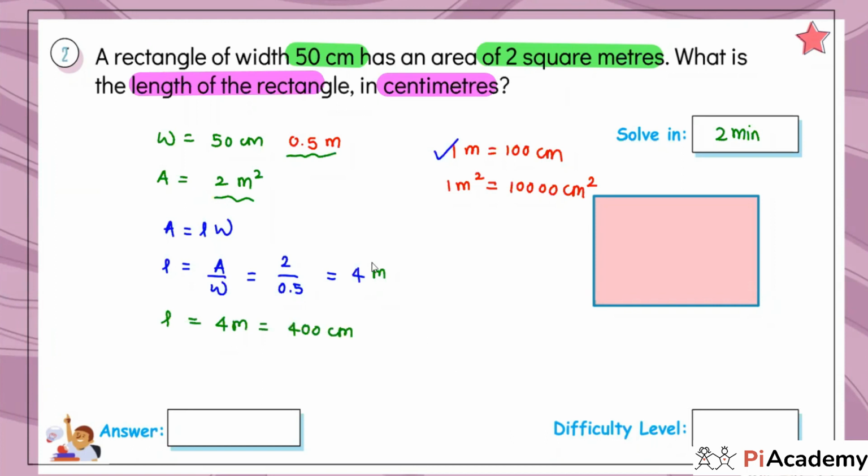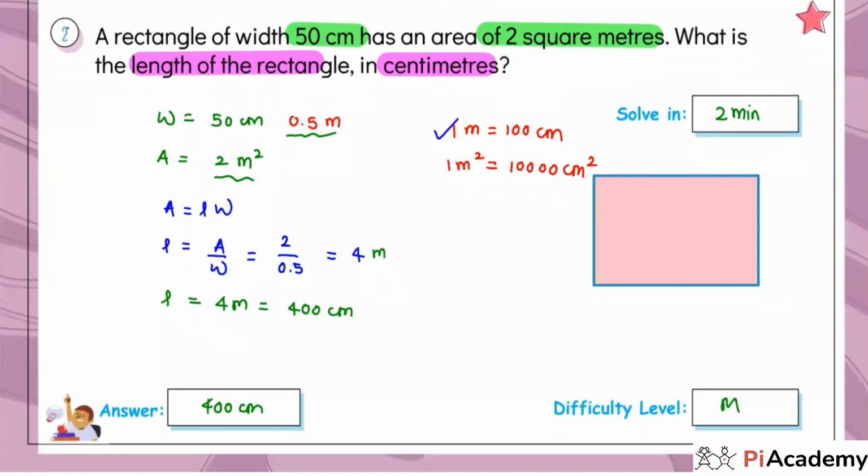I think it's clear, but make sure you don't make the mistake I made here. Don't forget to put the same units, okay? Otherwise, you will get the wrong answer. So the required answer of this question is 400 centimeter. And I can say this is a medium category question, okay? So up to now, we have done so many questions.